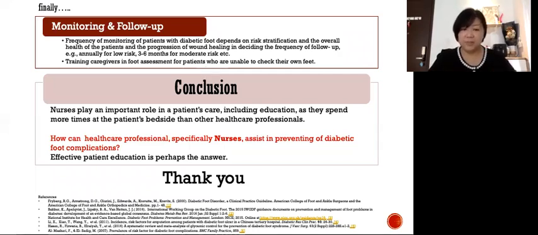As a conclusion, how can healthcare professionals, including nurses, assist in preventing diabetic foot complications? Perhaps effective patient education is the best answer. And nurses play a very important role in patient education because we are the ones who spend more time than other healthcare professionals at the patient's bedside, for observation, for assessment, for treatment, everything. So nurses play a very important role in patient education. That's all for my presentation.